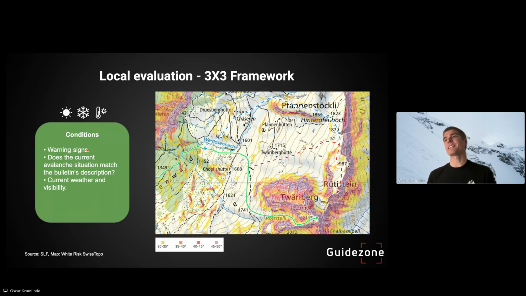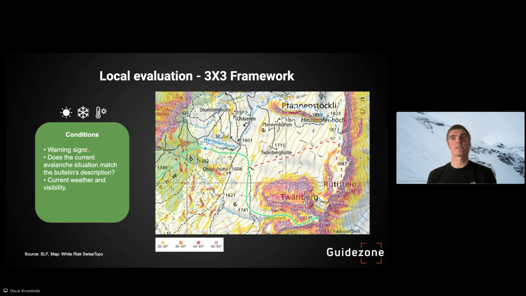What are these warning signs? Well, the best indicator of avalanche problems is other avalanches. So if I see an avalanche right on the slope that I wanted to ski, that's a good reason not to go up there. But it can also be seeing avalanches on the same type of elevation, the same type of aspect. So we're looking for these warning signs. And we also try to compare the current avalanche situation, what we are observing ourselves in the field, with what we have read in the bulletin. So we try to see if the forecast matches reality. And we do the same for weather.